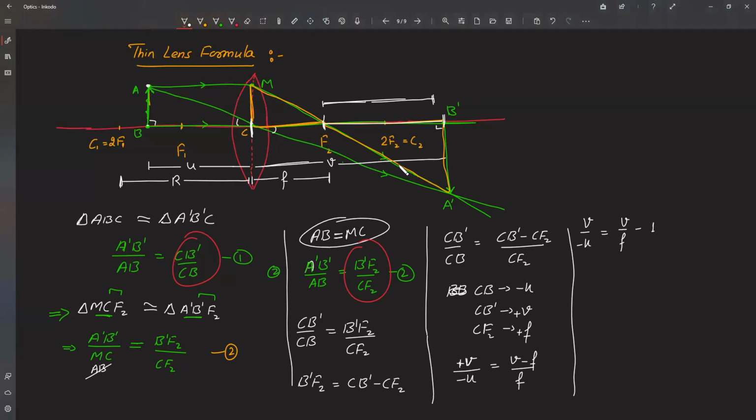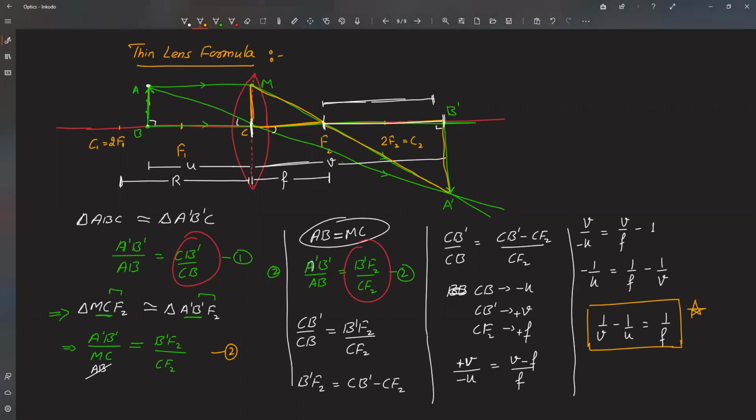Now I'll divide it by v on both the sides. So if you divide it by v on both the sides, you'll get minus 1 by u is equal to 1 by f minus 1 by v. That means 1 by v minus 1 by u is equal to 1 by f. This is called the thin lens formula. This is the final expression.